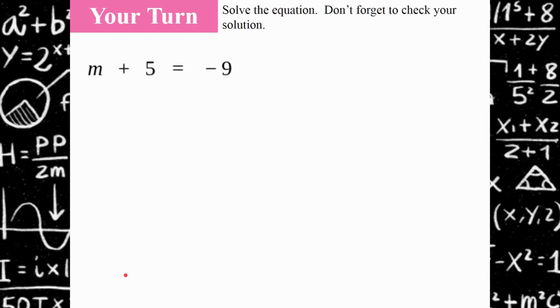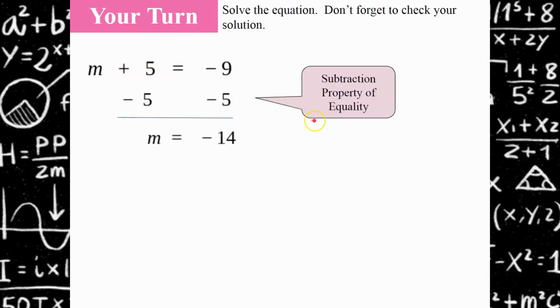Welcome back. So we're looking for the inverse operation of add 5. Hopefully you used the subtraction property of equality and subtracted 5 from both sides, resulting in m equals negative 14. To check our work, we're going to take negative 14 and put it in for m. Negative 14 plus 5 is negative 9 equals negative 9. It checks.